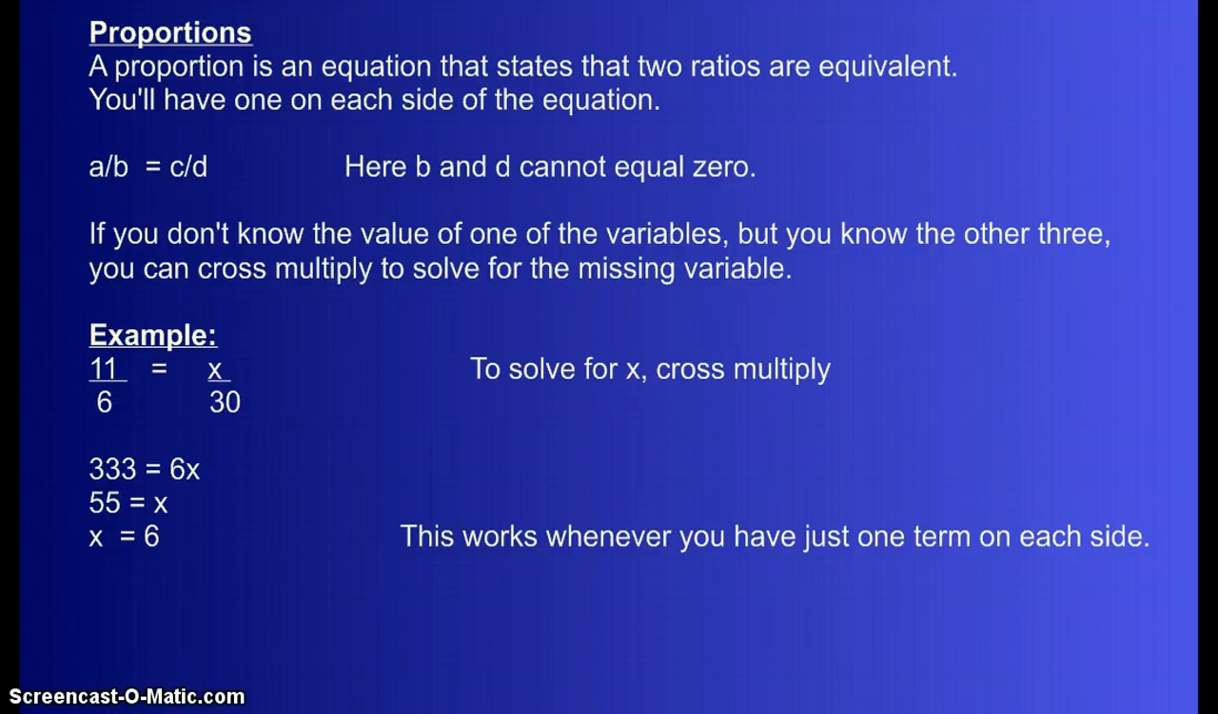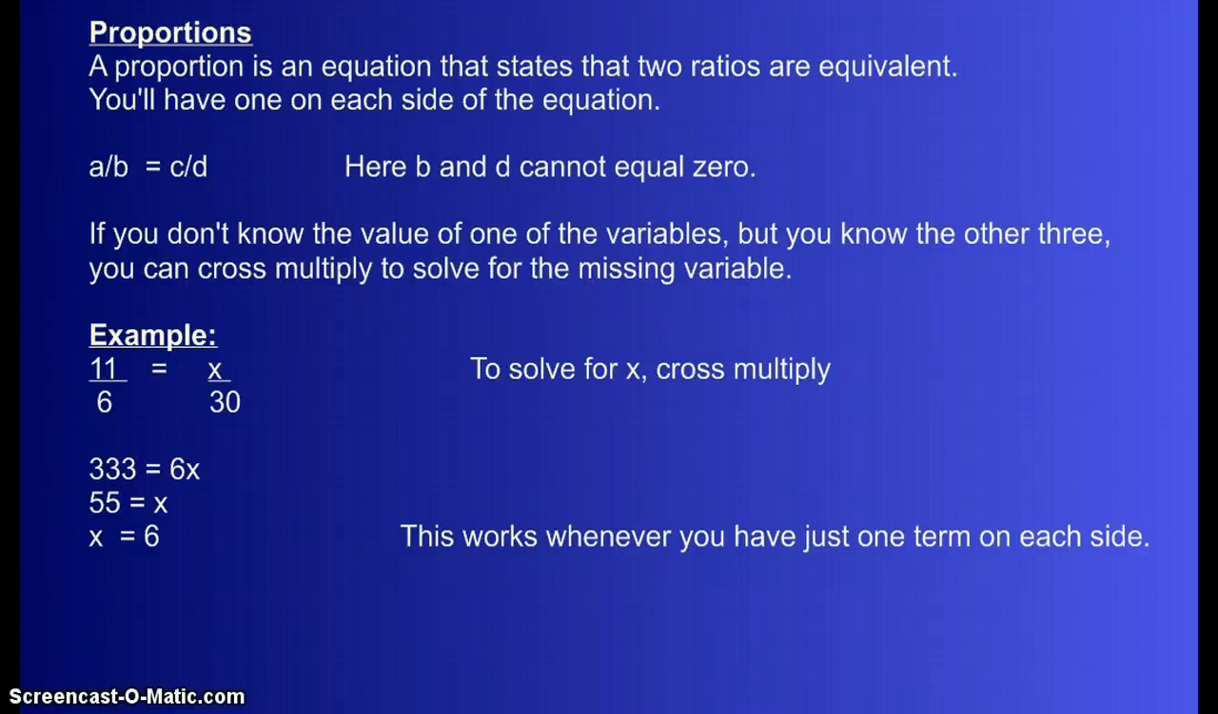If you don't know the value of one of the variables here, but you know the other three, you can actually solve a proportion by cross-multiplying to solve for the missing variable. For example, if I have two ratios that are equal to each other, 11 over 6 equals x over 30, we only have one variable that we don't know the value for. We know the values for the other three numbers. So we can solve for x by cross-multiplying.